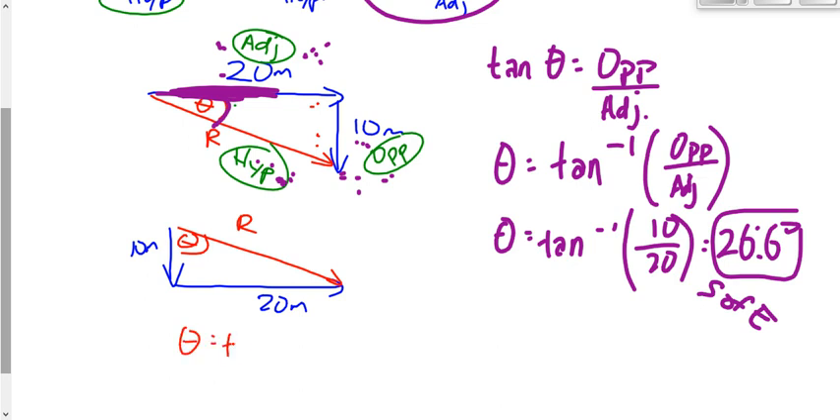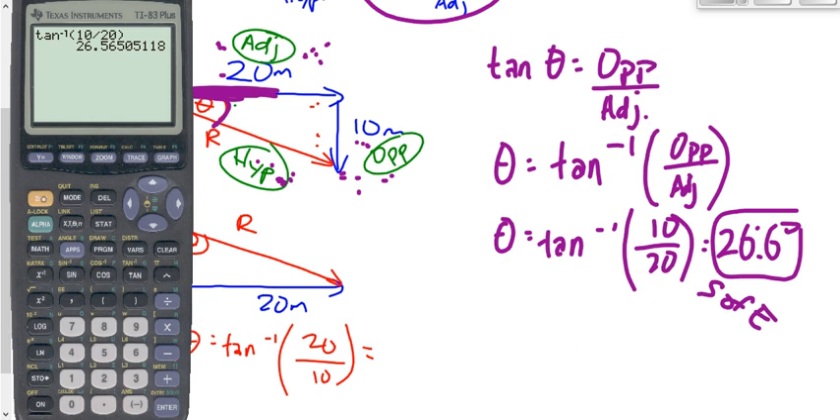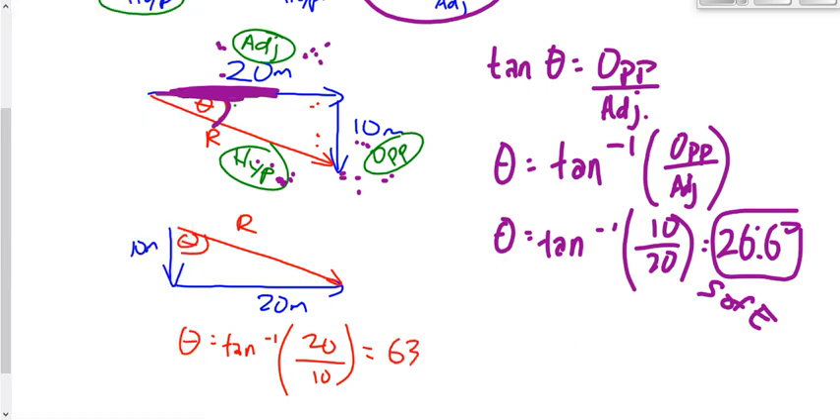So we're going to say for this one, theta is equal to the inverse tan of opposite over adjacent. This time the opposite is 20. The adjacent is 10. The inverse tan of 20 over 10. Let's calculate that. Second function, tan, 20 divided by 10 gives me 63.4. Does that make sense? That's right.